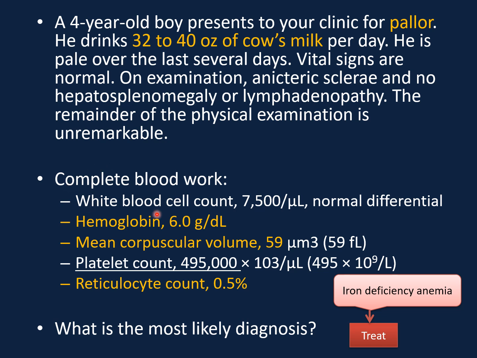On the CBC, the white count is normal, hemoglobin is low, and MCV is less than 74. If we use the formula we used before, 70 plus 4 is 74, so it is microcytic anemia. Platelet count is slightly elevated, and the retic count is low for this low level of hemoglobin. So this is a classic presentation of iron deficiency anemia.